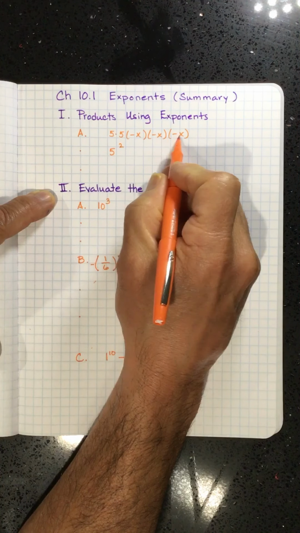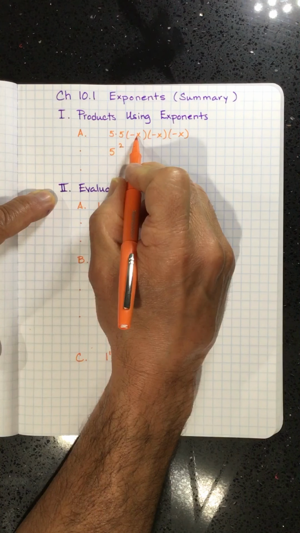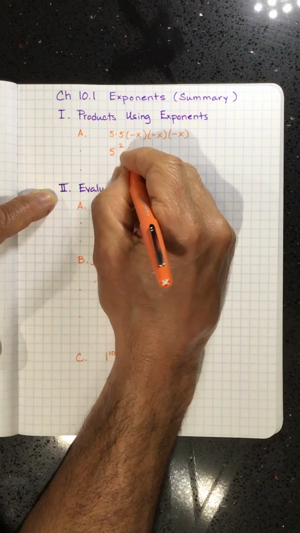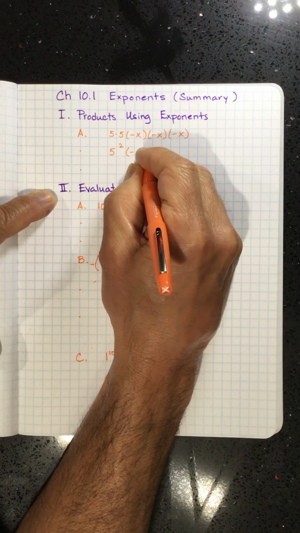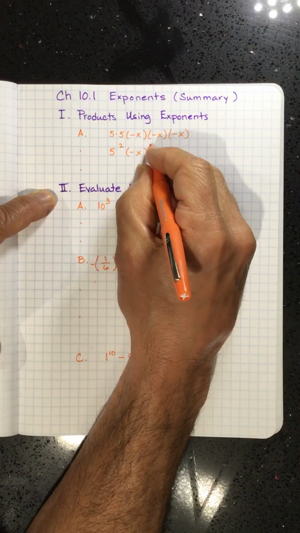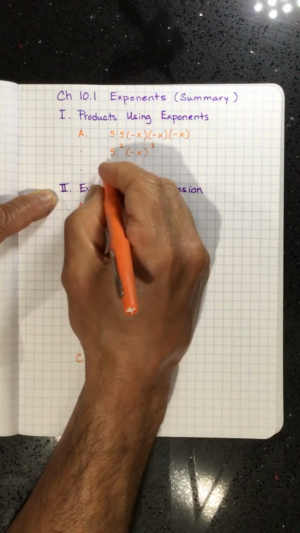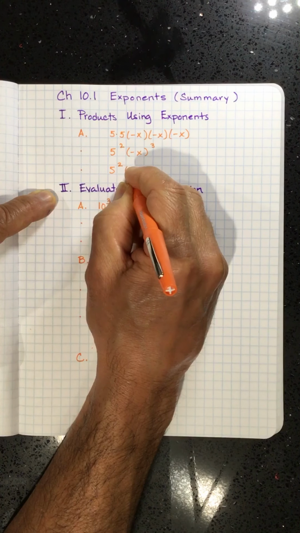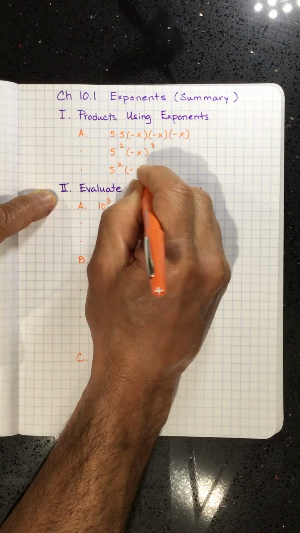Take a look over here. We have another factor, right? Negative x times the quantity negative x times the quantity negative x. So that's the base. And how many are there? 3. So your final answer is going to be 5 squared times the quantity of negative x cubed.